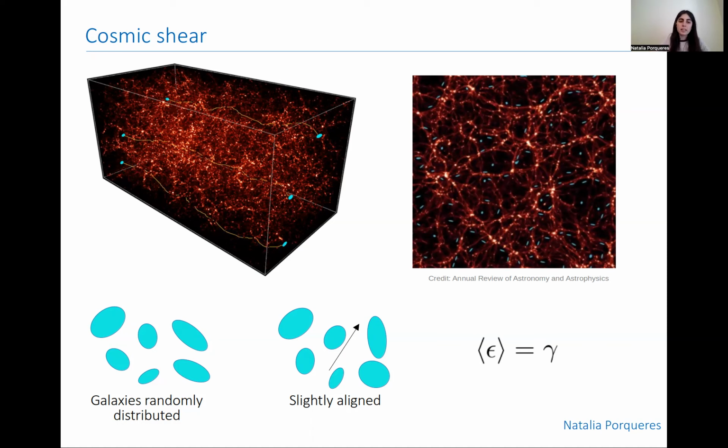In practice, things are a bit more complicated because nearby galaxies are going to feel the same gravitational potential, and then they will have some alignments that we call intrinsic alignments, but I'm going to come back to this later.